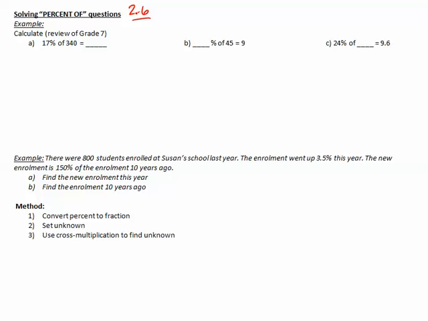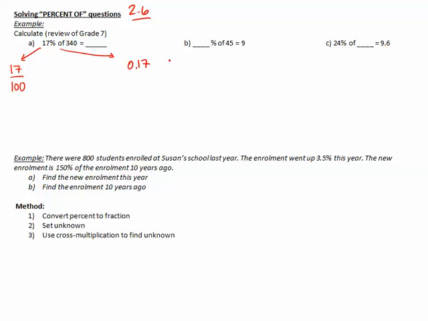So if we look at the first question, it says 17% of 340. Remember, whenever we're given a percent, we can always opt to change it into two forms. We can either change it into fraction form. So 17% means 17 over 100, or 17 out of 100. The other option is to change it into a decimal. 17% is the same thing as 0.17. We looked at that at the last lesson.